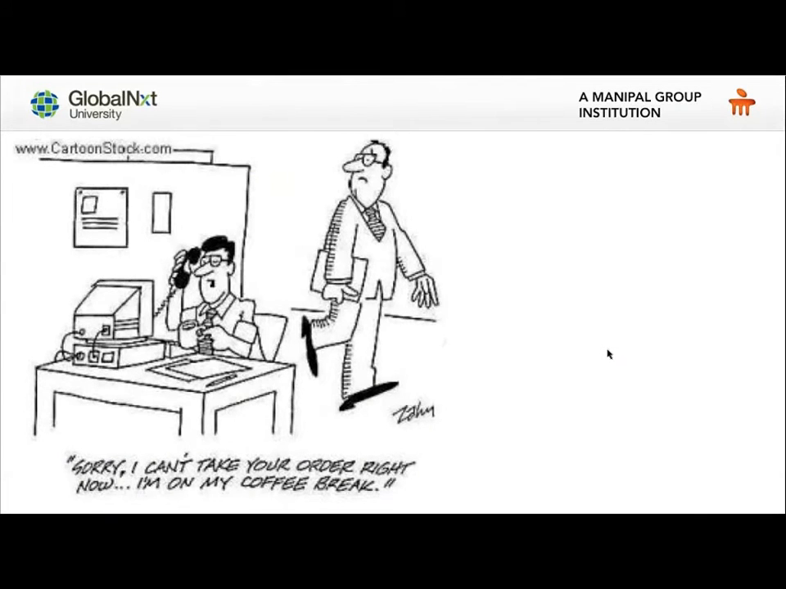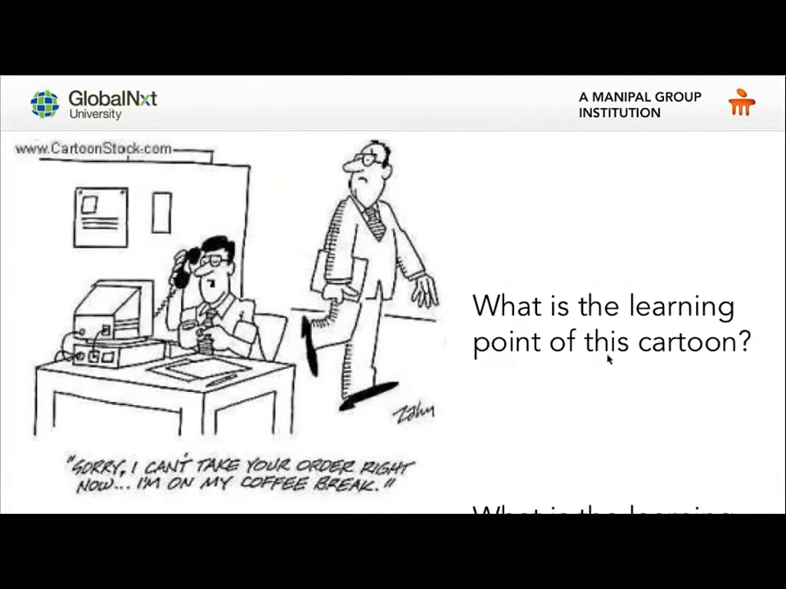Okay, so just to show you this cartoon. Obviously, this is not a good example of an organization. It's not very client-centric, basically. They're more inward-looking. And this is just something that you want to avoid.